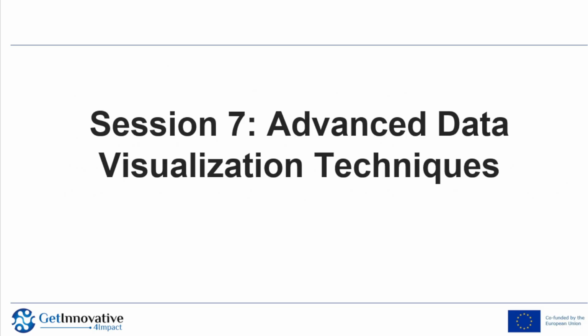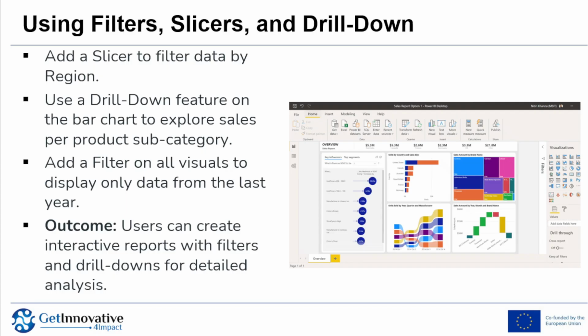If we talk about the advanced data visualization techniques, here in the Power BI window, we can add a slicer, a filter and a drill down. Add a slicer to filter by a region. We can use the drill down feature that's available in Power BI to explore the sales per product subcategory.